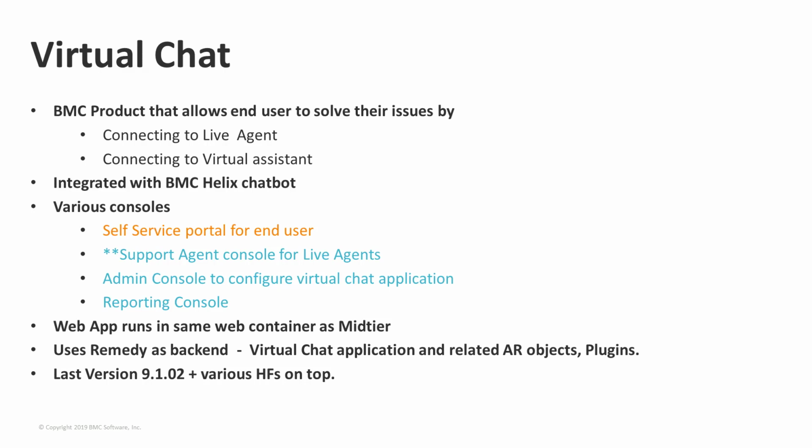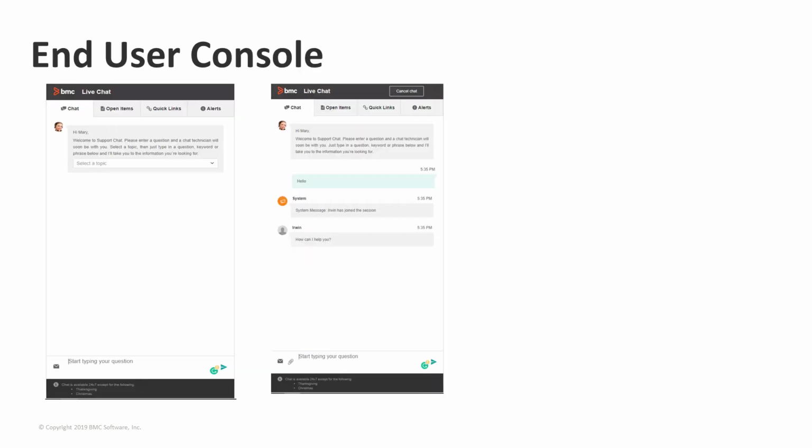Moving on. Okay, so this screen, just to give you a flavor, and as I said, Peter, my colleague, is going to be doing a demo as well. This is how the end user console, which is part of this product, the BMC Virtual Chat, looks. It allows an end user to select a topic and chat about it, and this is how the interface looks. When the support agent starts interacting, they see the message flowing, and this is how the chat goes on.